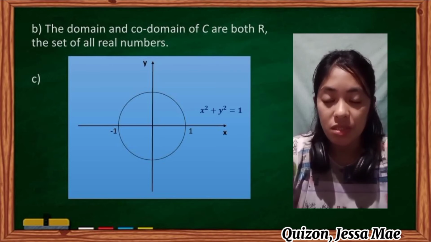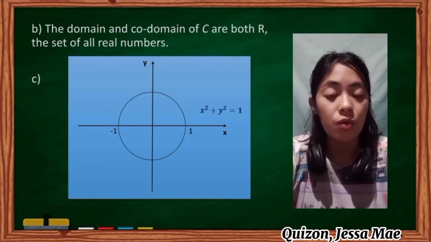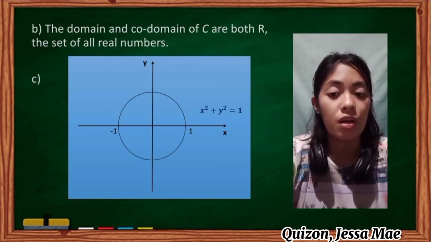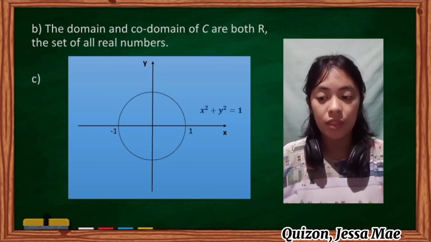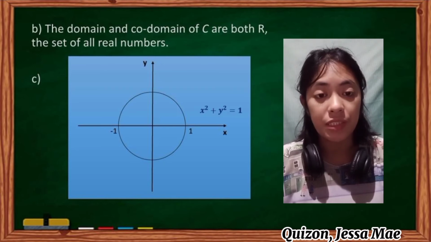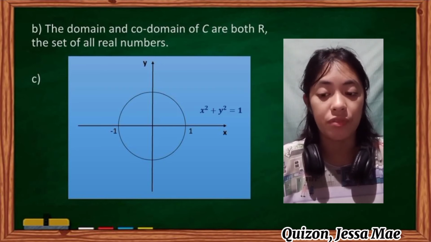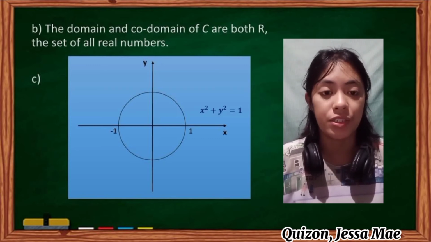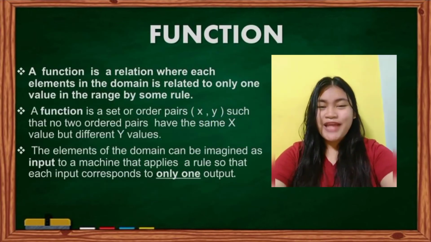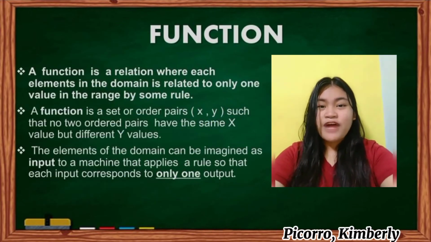The next is the domain and codomain of C are both R, the set of all real numbers. And for the last, letter C shows the picture of the graph for C in the Cartesian plane. So now, let's talk about functions.